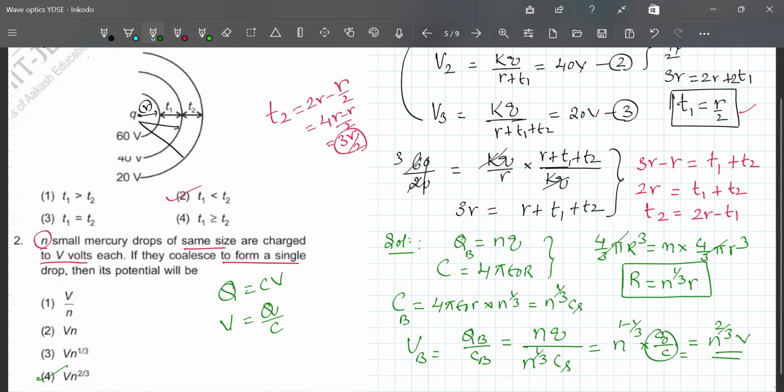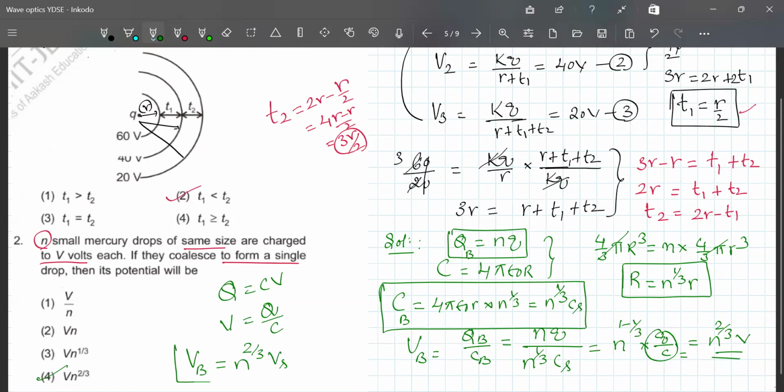So these relations are important, and the charge relation is this. If they ask capacitance, this is the relation. And if they ask potential, the potential of the big drop equals n power 2 by 3 times the potential of the small droplet.